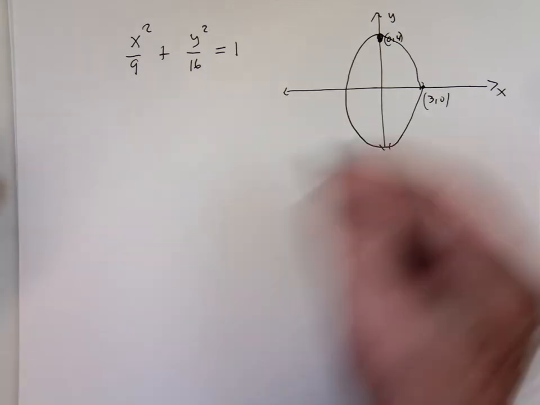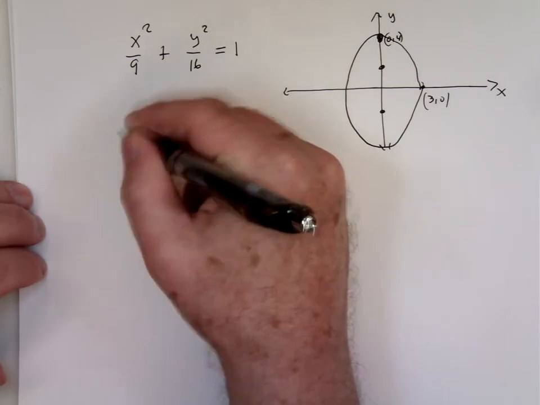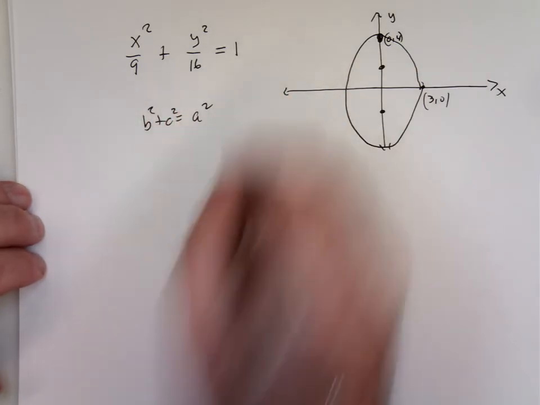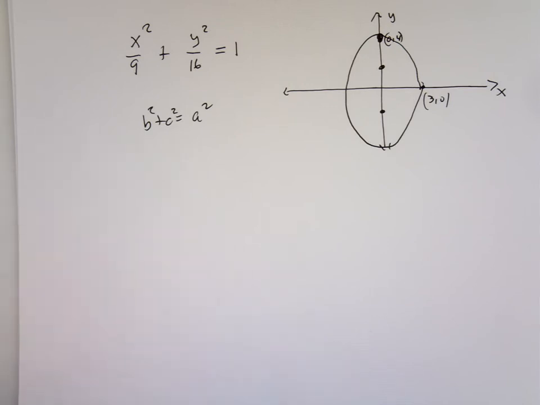Well, because when you have to find the foci, here and here, okay, it's the fact that b squared plus c squared is equal to a squared. And so the a has to be the greater of the two in order for that to work. That's what you need. Okay.